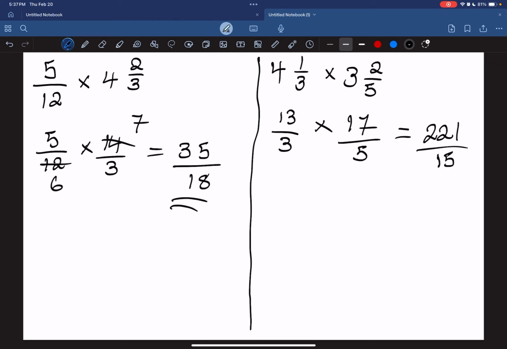Alright, nothing can be reduced right here, so we'd have to just leave our answer as this. Alright, and that's just basically how we multiply fractions.